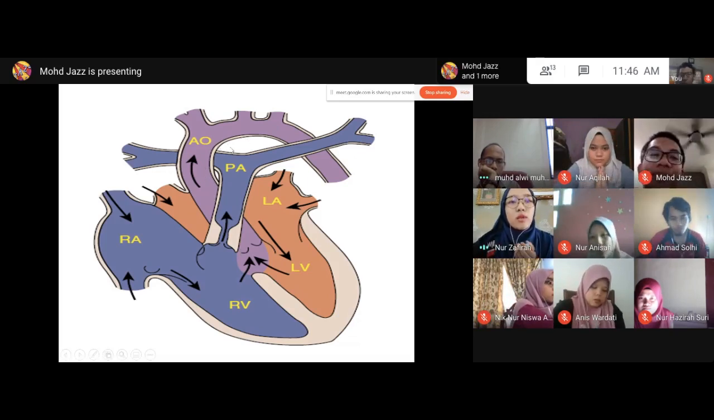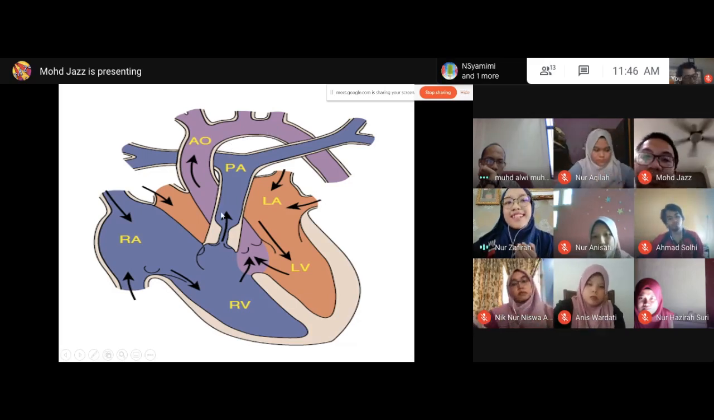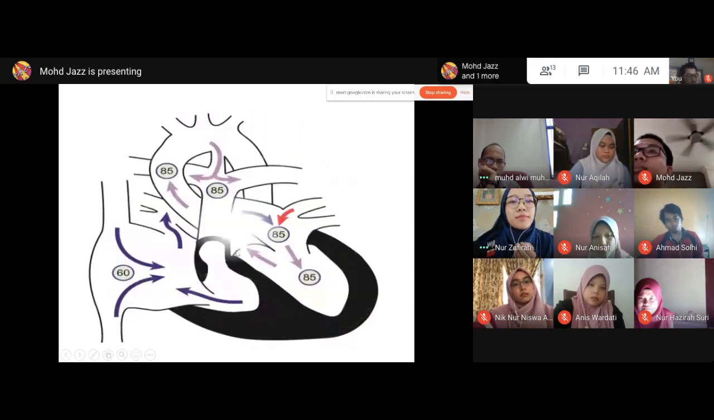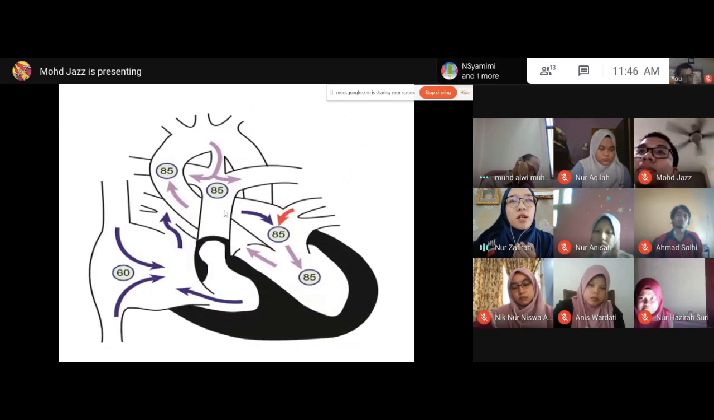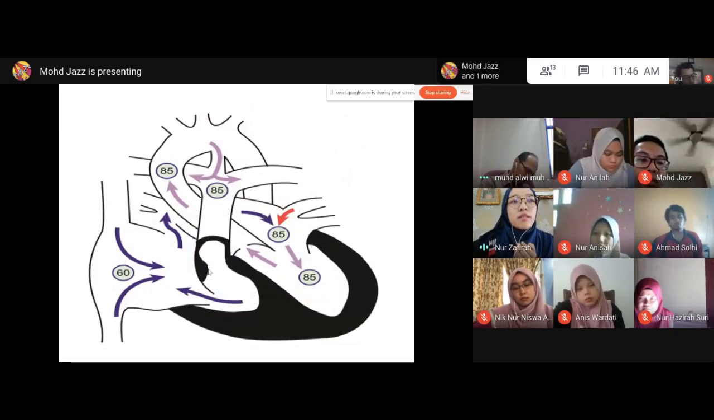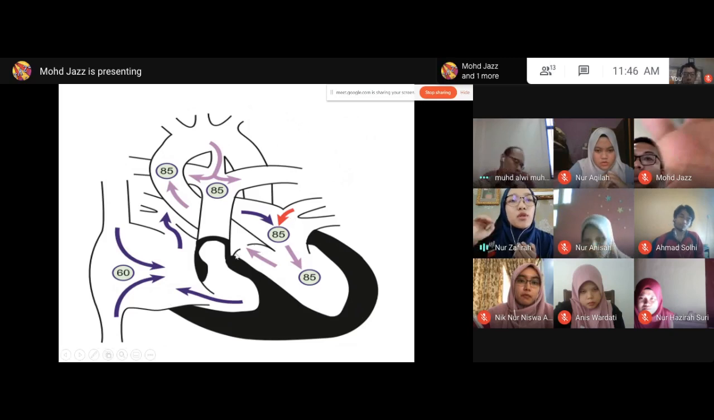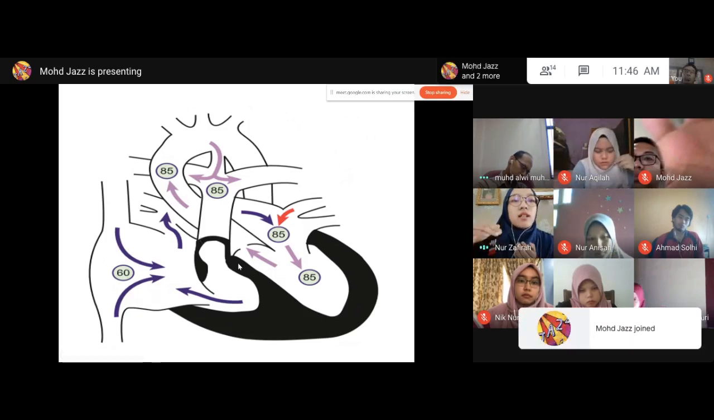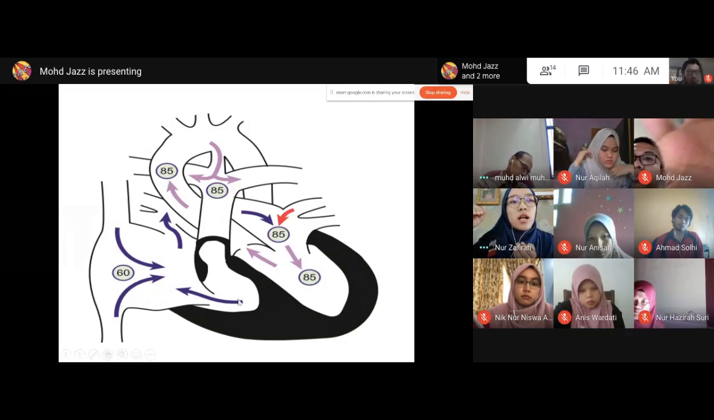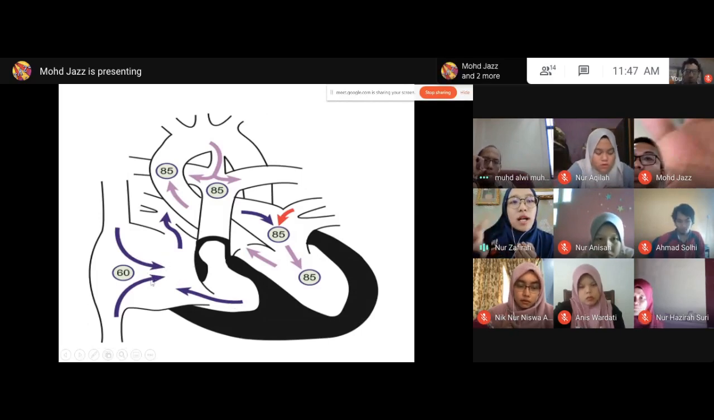So the next one, under decreased pulmonary blood flow, is pulmonary atresia. Pulmonary atresia is where the pulmonary valve itself has been fused into a membrane. There is no pulmonary valve. So the blood goes from the right atrium into the right ventricle. The blood cannot go into the pulmonary artery because the pulmonary valve is absent. So the blood will regurgitate back from the right ventricle into the right atrium. And that's why all of the blood from the right side of the heart goes into the left side of the heart via the foramen ovale.